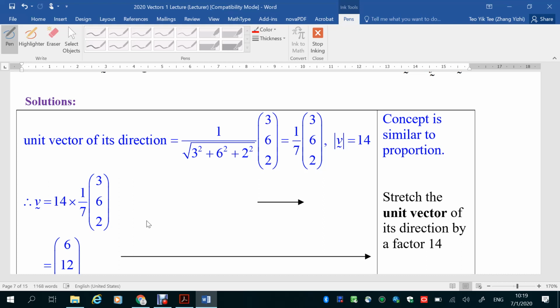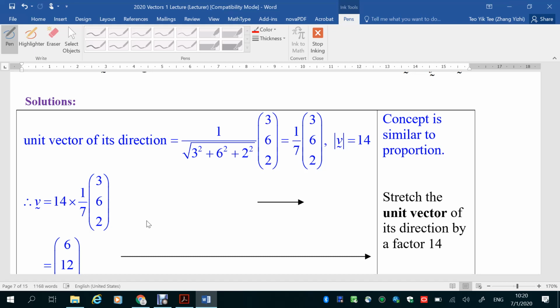If I want it to be length of 20, how? Previous answer times 20. If I want the opposite direction for a length 20, how? Times negative 20. Can?